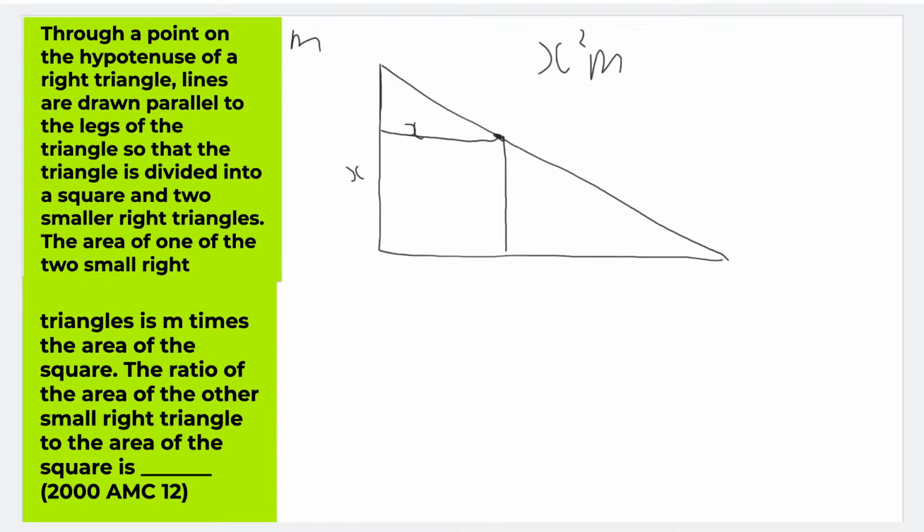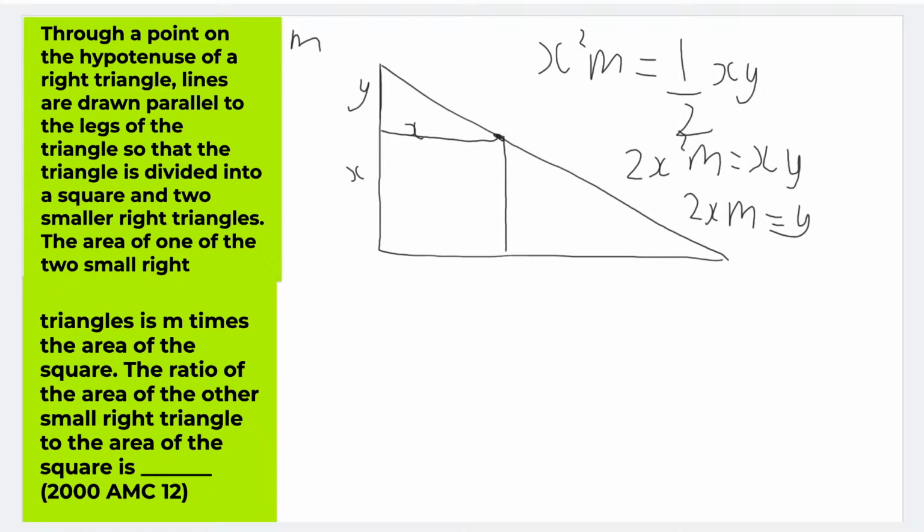Now pretend this side length is y. So we know the area of a triangle is 1/2 times the height times base, which is xy in this case, and we want to solve for y in terms of m. So we multiply by 2 first, and then we get 2x squared m equals xy, and then we divide by x on both sides to find the length of this in terms of m. So we get 2xm equals y. So that means the side length of this is also equivalent to 2xm.